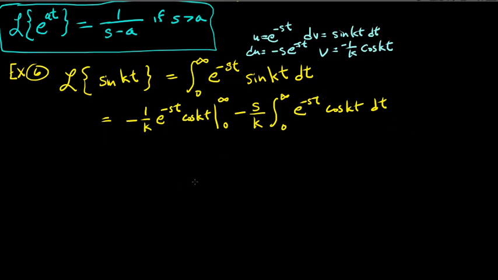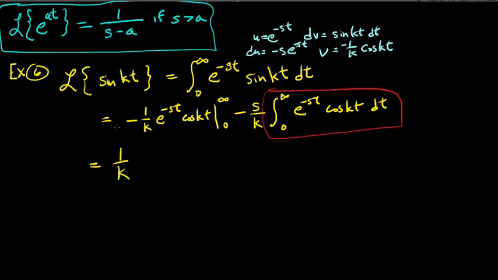So let's look and see what we have on the left here. When t is infinity, cosine of infinity varies between negative 1 and 1, but this goes to e to the negative infinity, which is 0, right? And then when you plug in 0, cosine of 0 is 1, and e to the 0 is 1. So you really just get minus a negative 1 over k. So you get 1 over k. Okay.